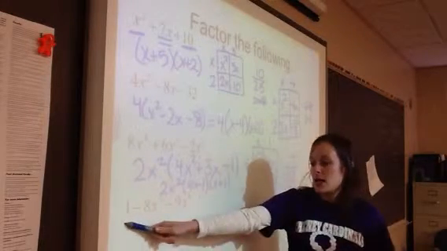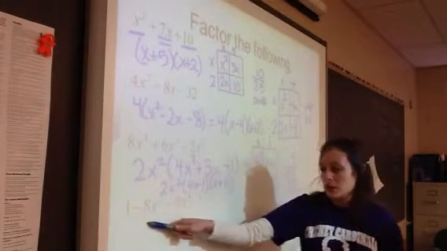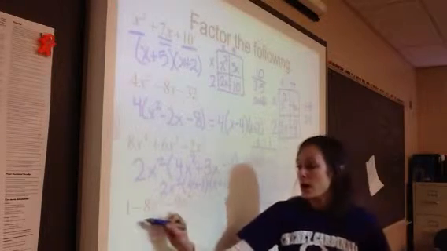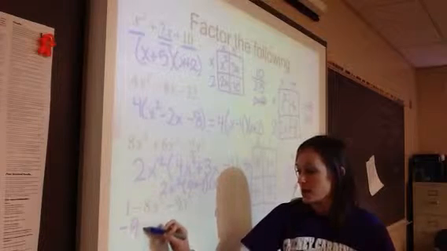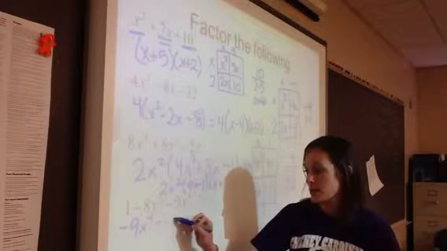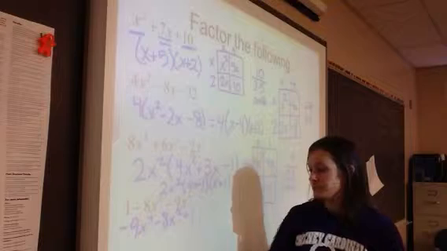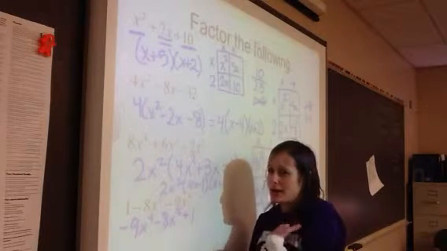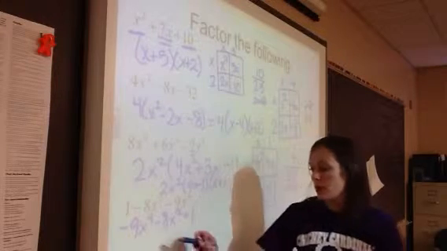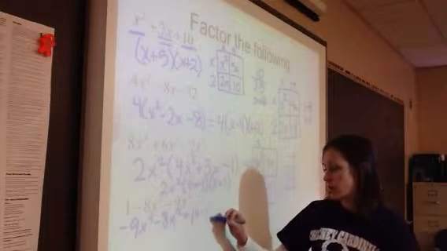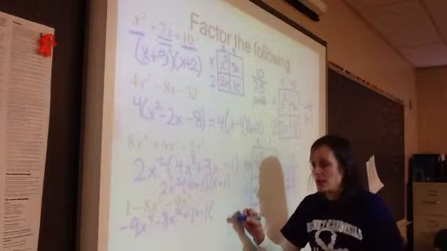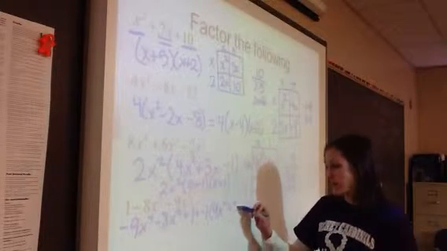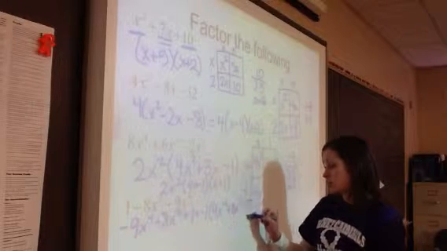Alright, this one is not in descending order, so that is bad. We need to put it in descending order. So I'm going to write it as -9x to the 4th minus 8x squared plus 1. I don't like that being negative. You can keep it negative, but I don't like it being negative. So I'm going to pull out a -1 first. So I'm going to say my greatest common factor is -1. That gets me 9x to the 4th positive 8x squared minus 1.